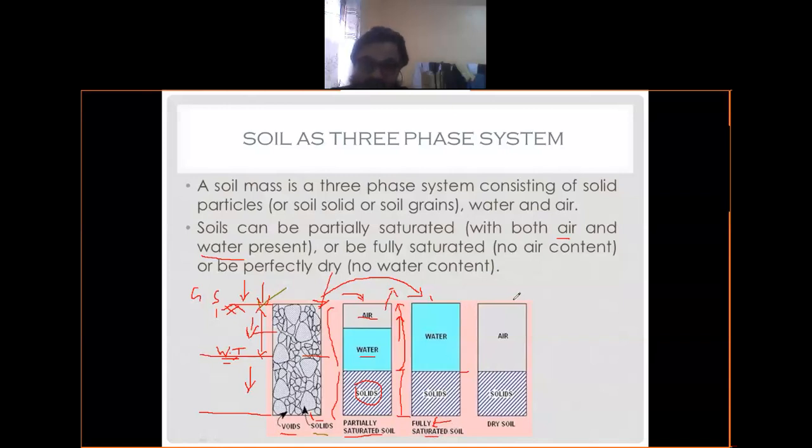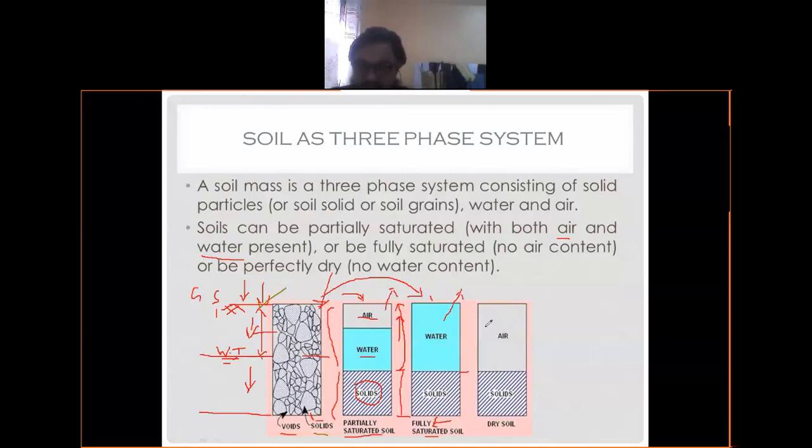Now come to the third case. Let's take an example of a dry season. In the dry season, the water will get evaporated. Say the whole water gets expelled out from the voids. Then the whole voids will be left with air only, because if previously it was taken by water, now the water has come out, and that place will be taken up by air.